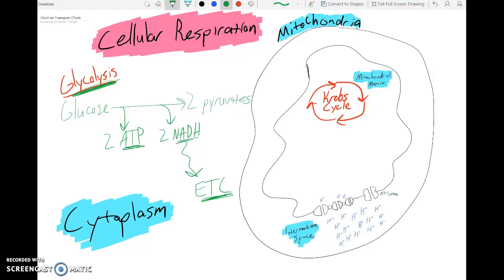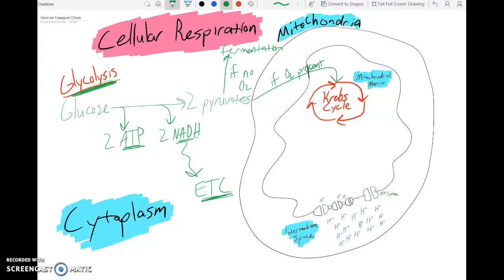If we have oxygen, and we're going to go ahead and assume that we do, these two pyruvates are going to come in here to the mitochondrial matrix, and they're going to enter the Krebs cycle. If there's not oxygen, remember they're going to go over to fermentation. They're going to be turned into lactic acid or ethanol, depending on what organism is carrying out fermentation. Well, we're going to assume that we have O2. So when O2 is present, pyruvates are coming here to the Krebs cycle.